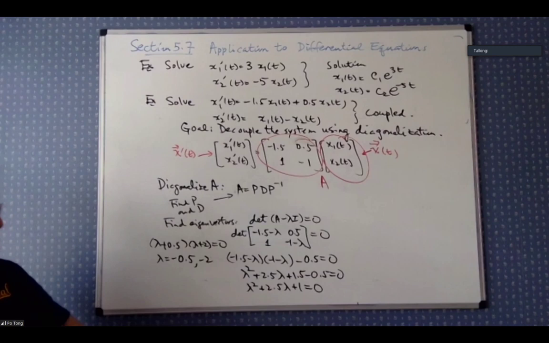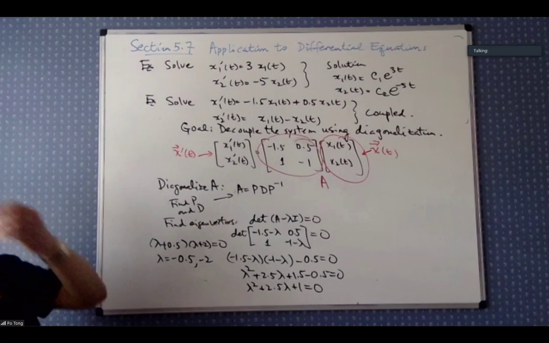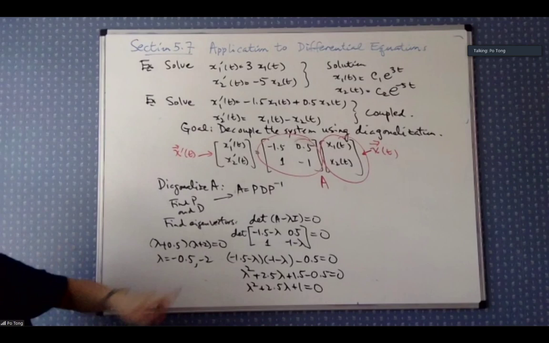Okay, we have 2 eigenvalues, and they are distinct eigenvalues. Do we know whether we can diagonalize this? Would we have enough eigenvectors? Because the eigenvalues are distinct, right? Yeah. So we will have enough eigenvectors. The eigenvectors corresponding to this guy are going to be linearly independent because these two are distinct.